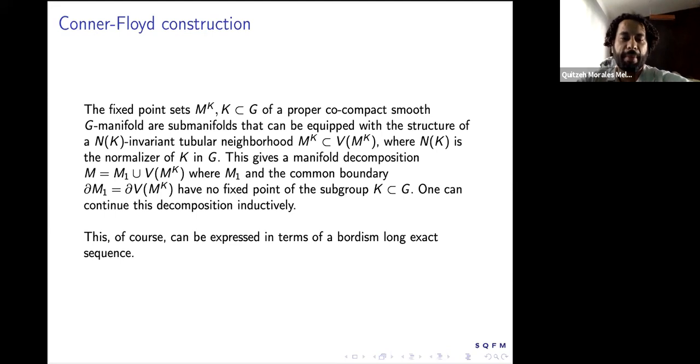And when one has this manifold decomposition, where M1 has a common boundary, and the common boundary has no fixed points of the group K, one can continue doing this inductively. This can be put in terms of these adjacent families that differ by the conjugation class of the subgroup K. Here we obtain for this long exact sequence different kinds of sequences depending on the structure of the manifold: whether it is real, oriented, or complex.